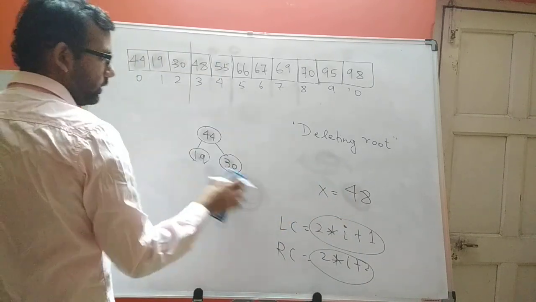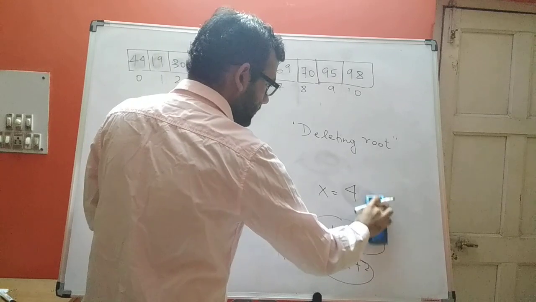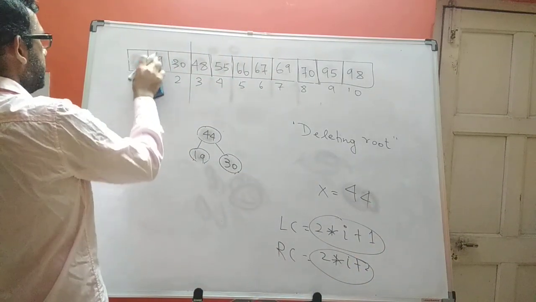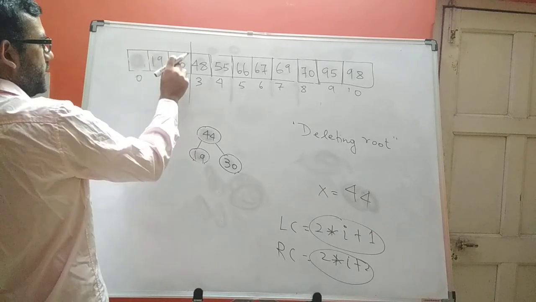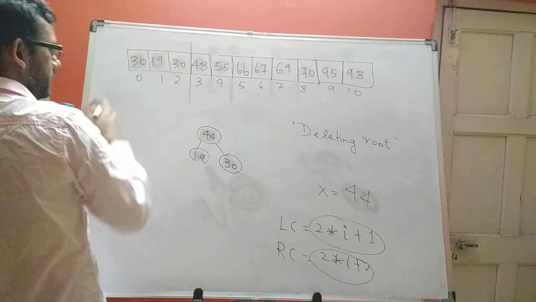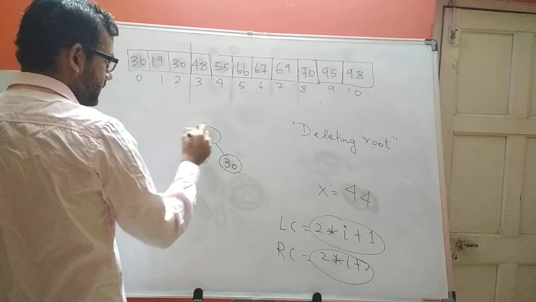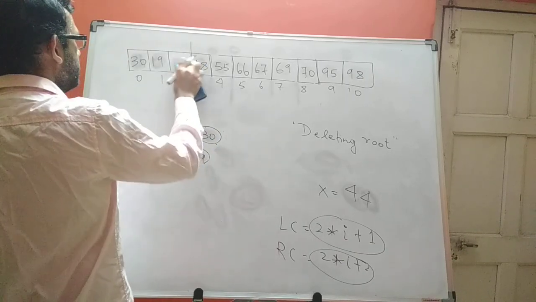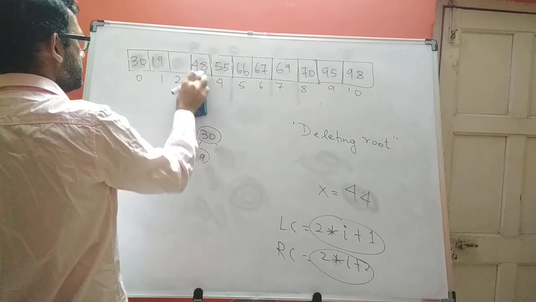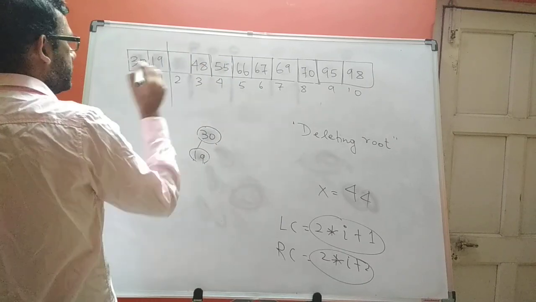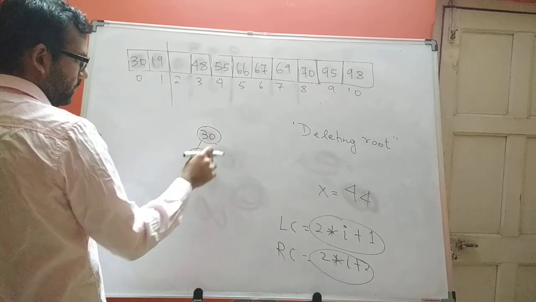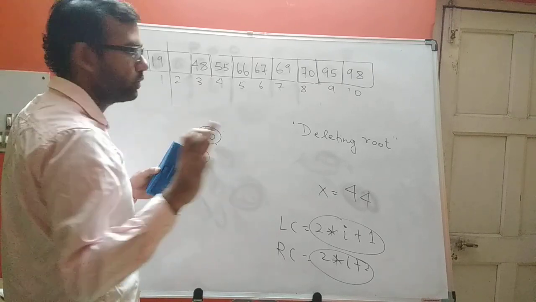Now I want to delete 44. How would I delete it? I would replace 44 with the last node. The last node in my heap is 30. So 44 would be replaced by 30 and 30 no longer exists. So I would remove 30 and here the heap has further shrunk in size. Now I have only two elements, but 30 happens to be greater than 19. So no swaps are required.